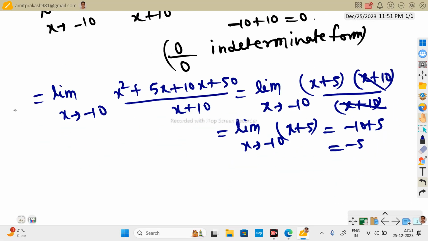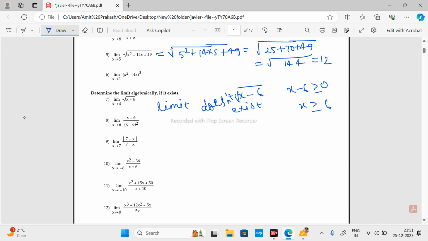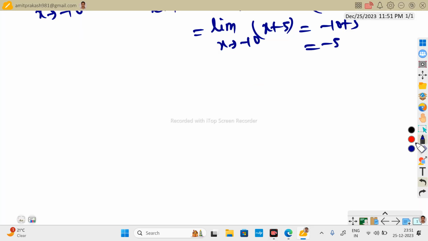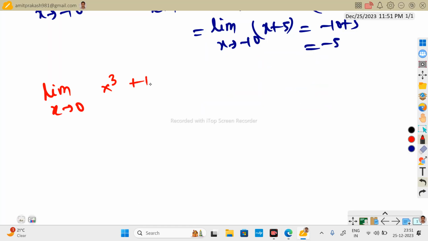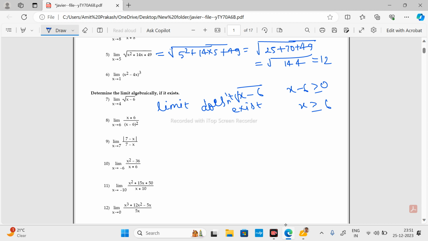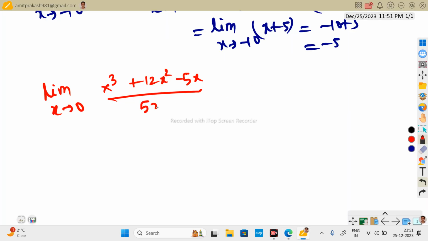Again we have another problem: limit x tends to 0 of x cube plus 12x square minus 5x upon 5x. We are going to find the limit of the given problem. Putting the value x equals 0, in the numerator we are getting 0, and in the denominator we are also getting 0. This is the 0 by 0 indeterminate form.